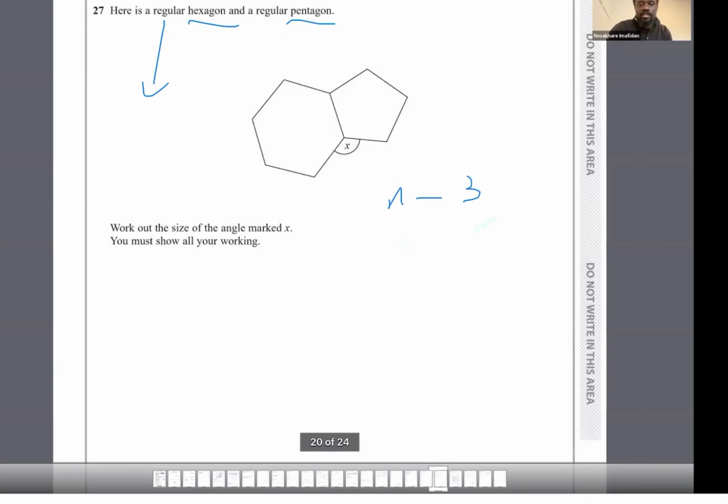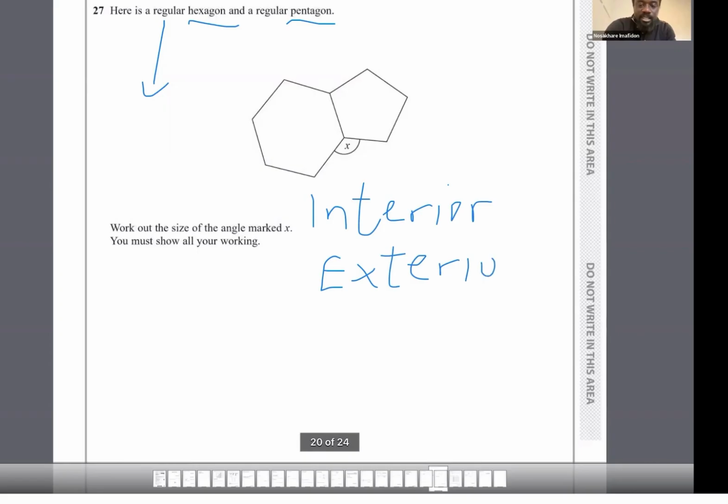It says here is a regular hexagon and a regular pentagon. In this question, we are told to find x. So the angles in a polygon, we have the interior angles, and we also have the exterior angles. The interior angles are the angles inside. The exterior angles are the angles outside.